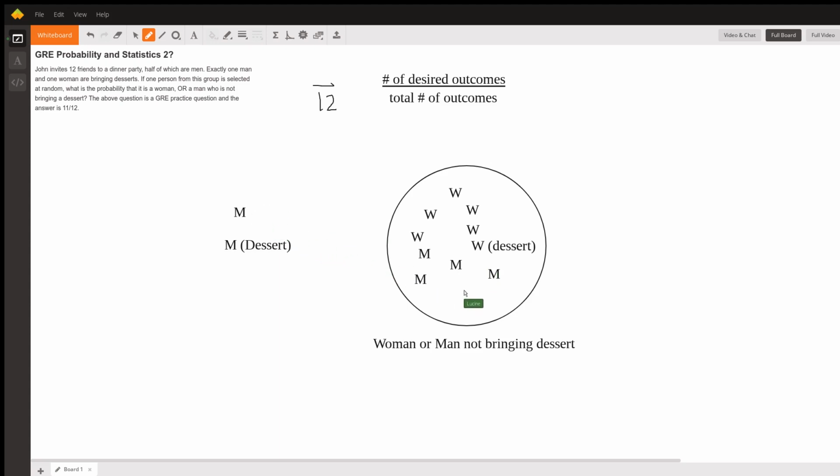So inside my circle, I have 11 of the 12 guests who are either women or a man who is not bringing a dessert. So that's why the answer to this question is 11 out of 12. The probability of selecting a person at random who is either a woman or a man who is not bringing a dessert is 11 out of 12.